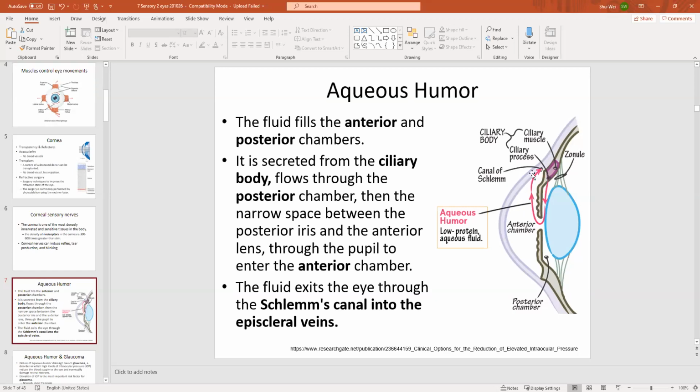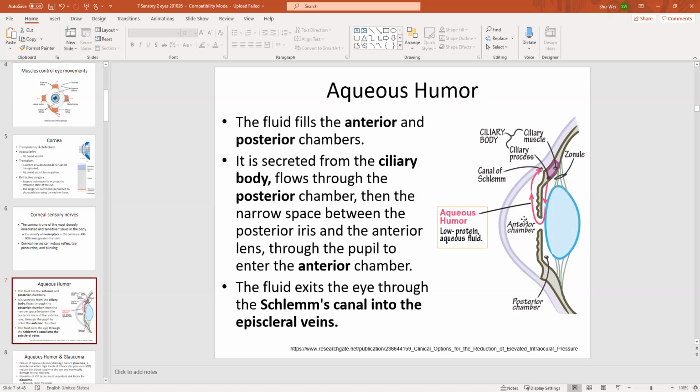They will flow back to the canal of Schlemm, and this will eventually flow into the episcleral veins and then go into the circulation, go back to the heart, go back to the lung. So that's that. What you need to know about this fluid is that it is called the aqueous humor.